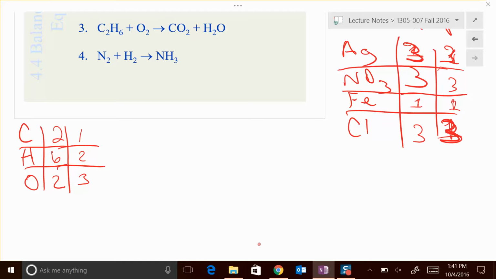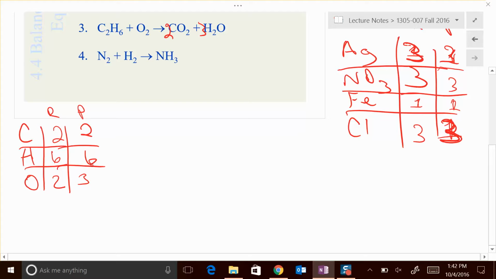Okay, I have 2 carbons on the reactant side and only 1 on the product side. So I want to put a 2 in front of the carbon dioxide. That will give me 2 carbons. But that changes the number of oxygens. But let's wait. We'll figure that out in a minute because we're going to change the hydrogens also. So I have 6 hydrogens on the reactant side. I want to get 6 on the other side. So I put a 3 as my coefficient in front of the water. So that gives me 6.